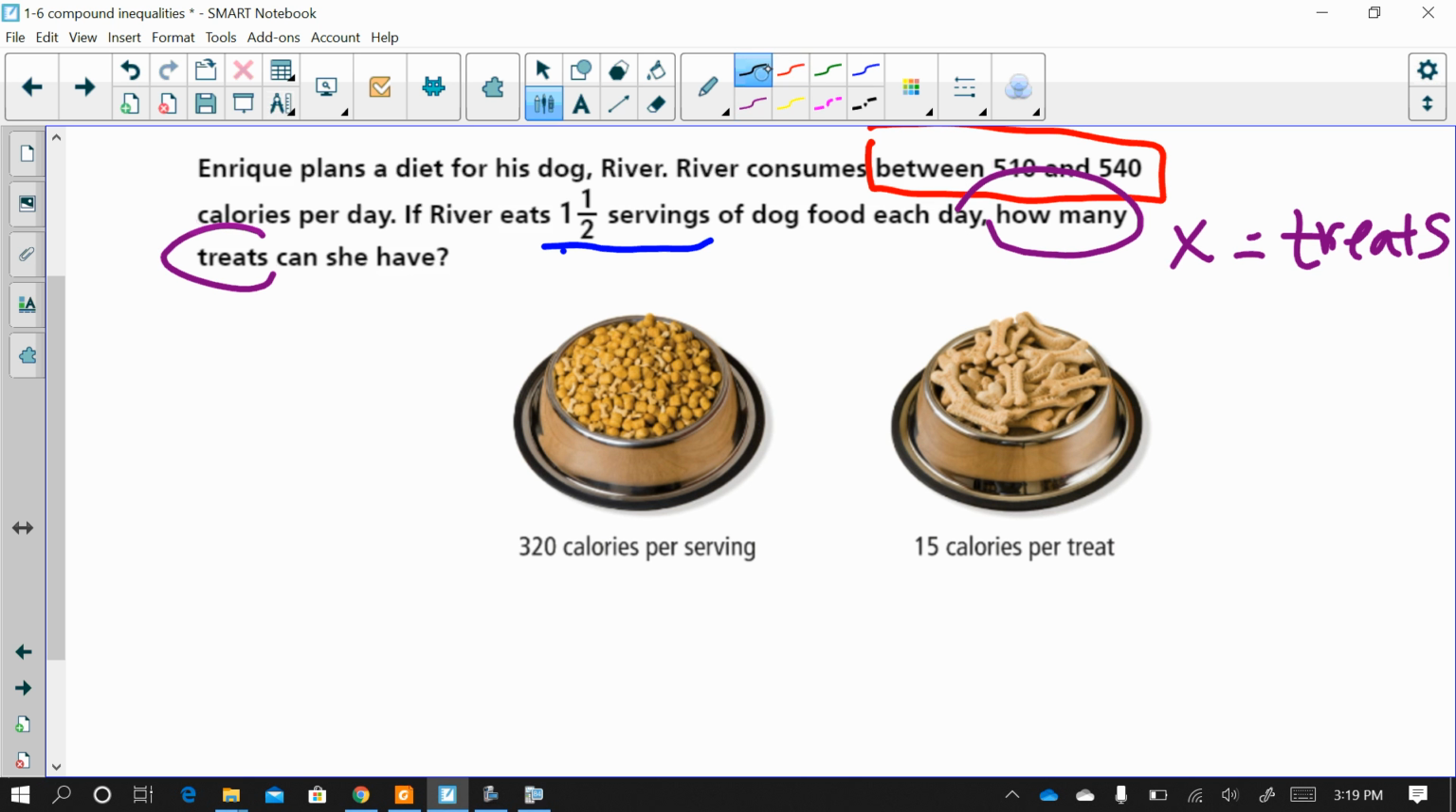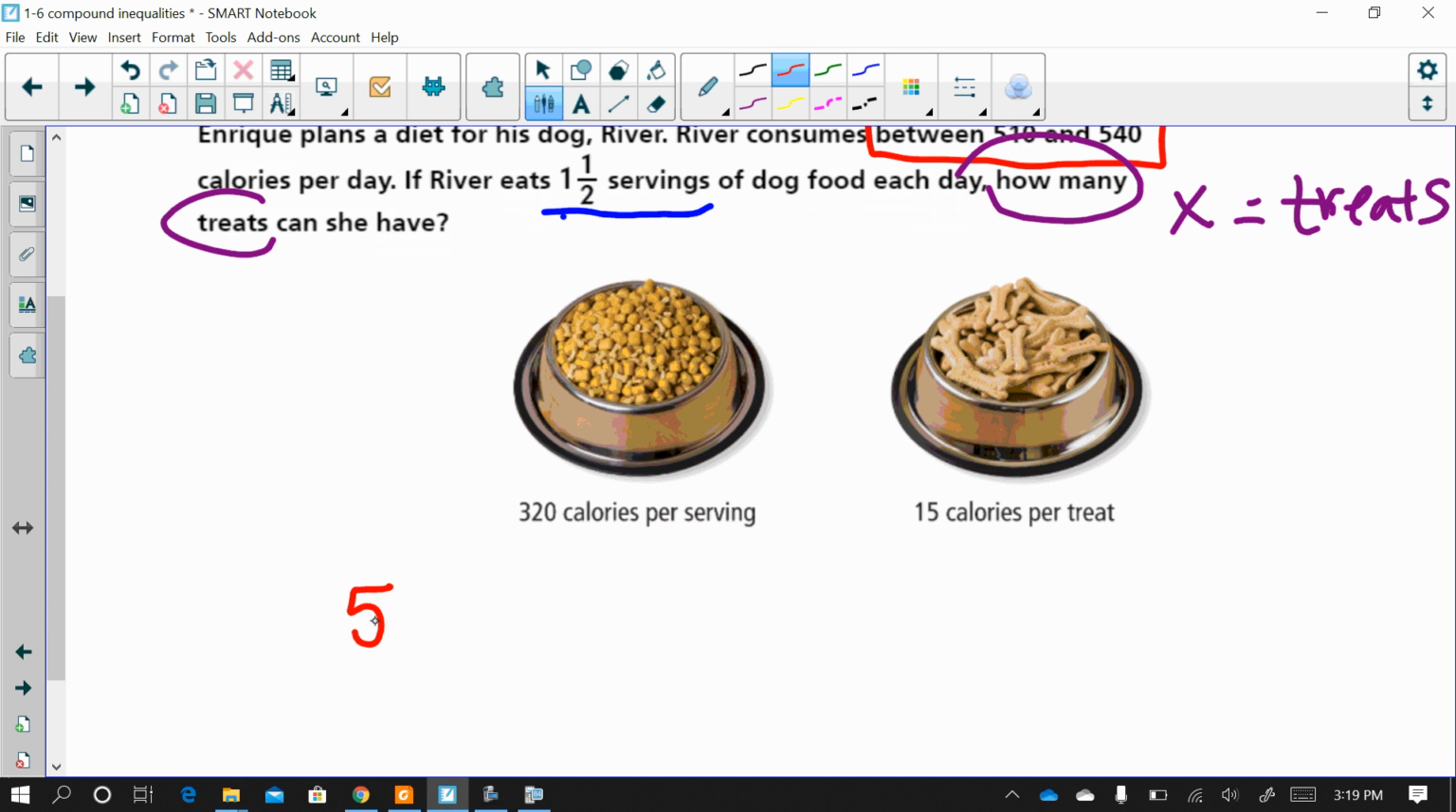So let's start setting it up. I'm between 510 and 540. So I know 510, 540. Okay, between. Oh, that sounds like an and inequality. So I know I'm going to have stuff in the middle. So I know my signs are both going to be facing this way. Okay, so if I eat between 510 and 540, do you think she can eat exactly 510 or exactly 540? Probably. So we know the signs are going to be equal.